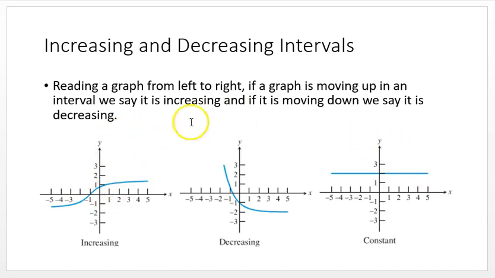Most graphs will actually have a combination of these things happening in it. So you'll define for certain x values, it's increasing in this area, decreasing in this area, and constant in this other area.